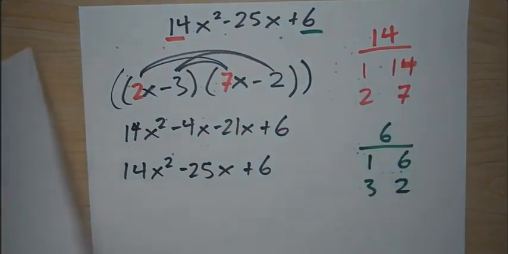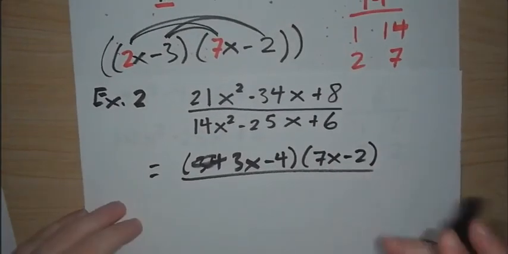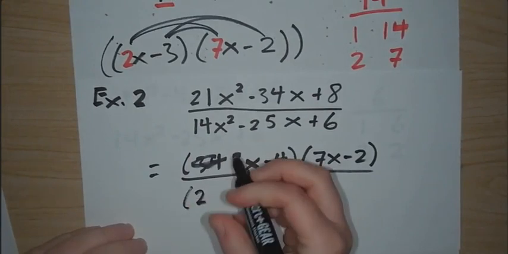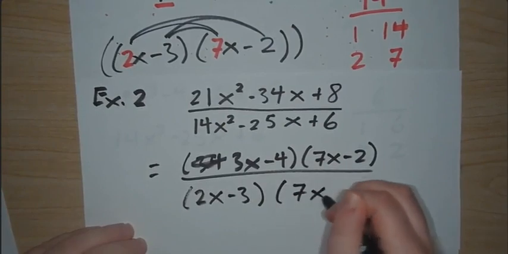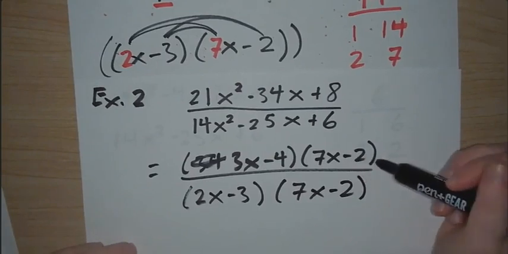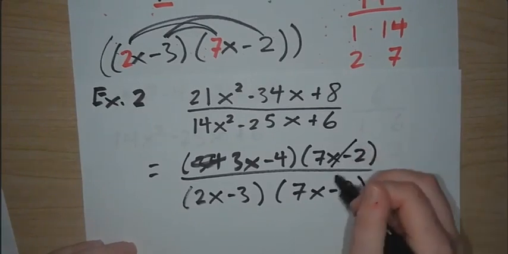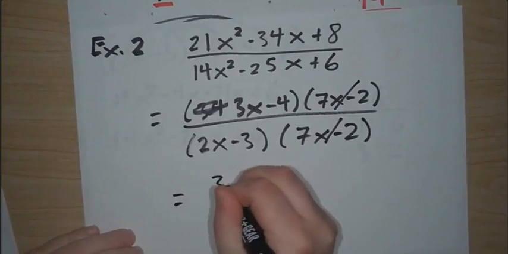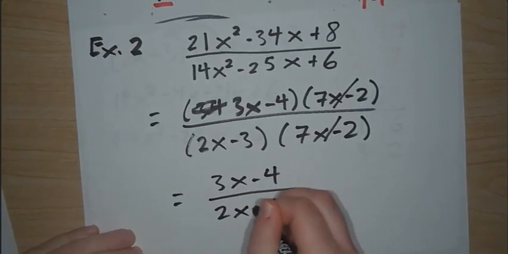So we can go back and rewrite our denominator as 2x minus 3 times 7x minus 2. And if we look, we see that there is, on the numerator and the denominator, 7x minus 2, so we can cancel. And so our simplified rational expression is 3x minus 4 divided by 2x minus 3.